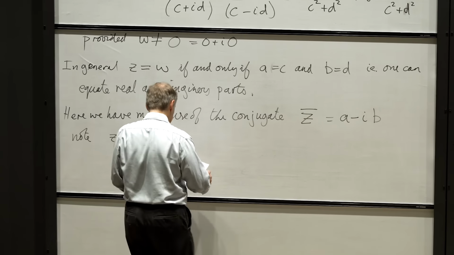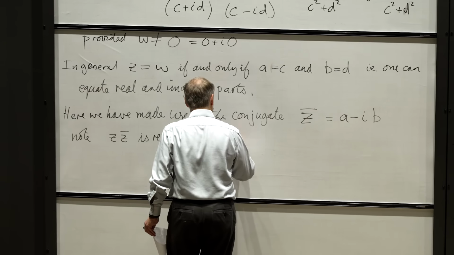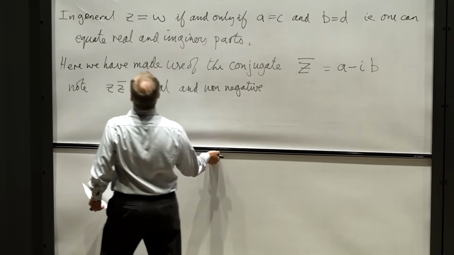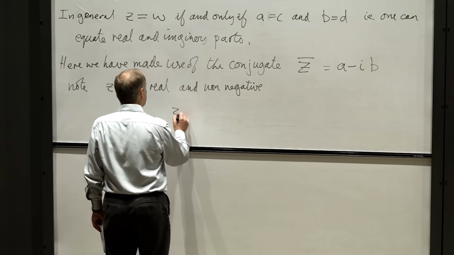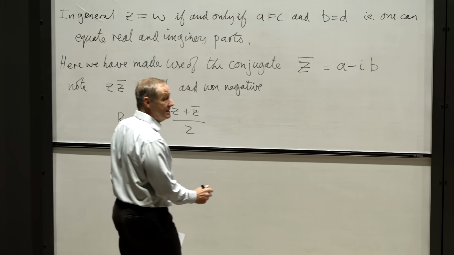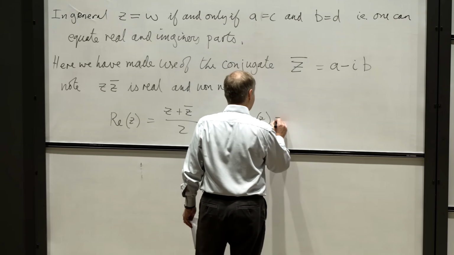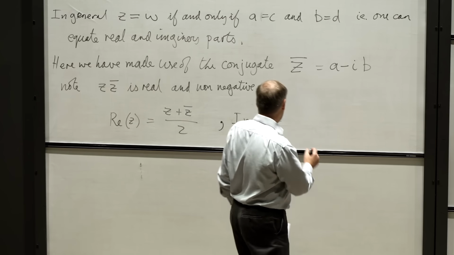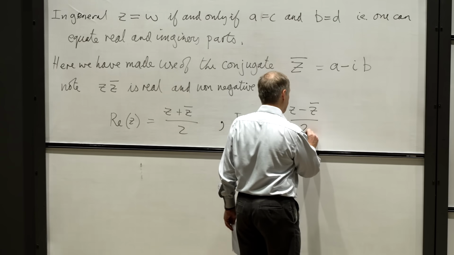Okay? And it's also non-negative. Okay? So the real part of Z is equal to Z plus Z bar over 2. That cancels off the imaginary parts, and the imaginary part of Z is Z minus Z bar over 2i, right? Okay?